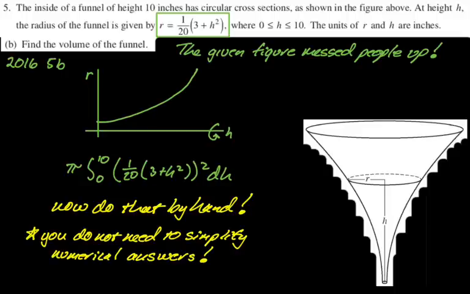But remember, this is a really good example, you don't need to simplify the numerical answer. So once you get down to using the fundamental theorem, you're going to sub in 10, sub in 0. Just leave it. Don't simplify it. Get your answer and move on.